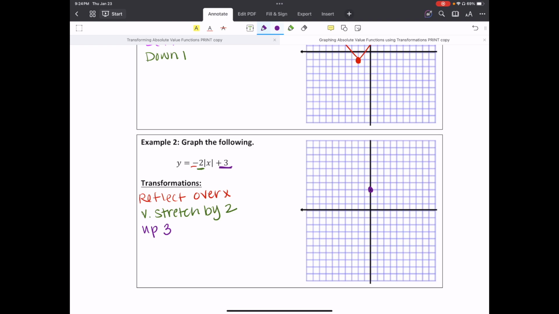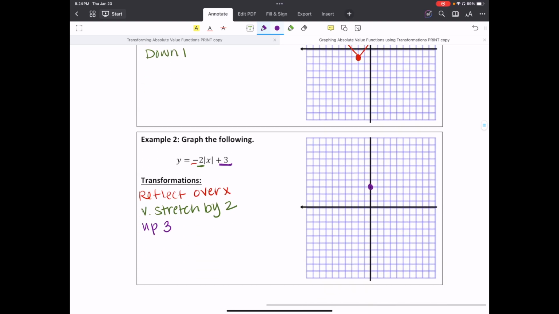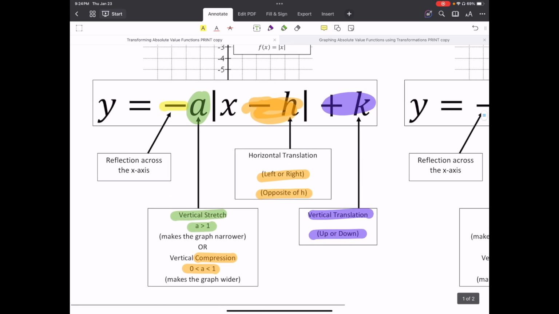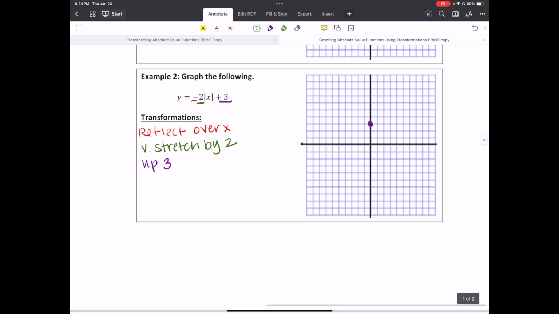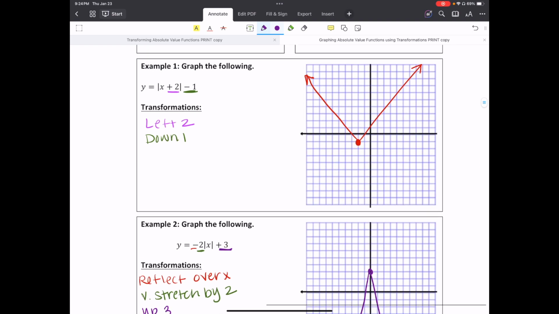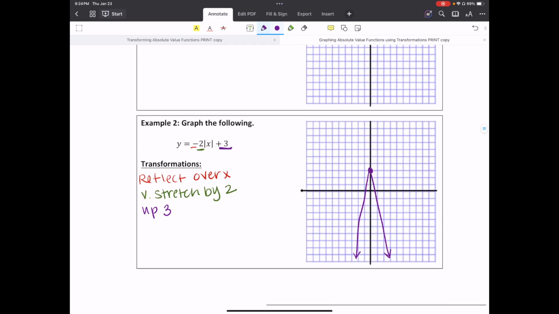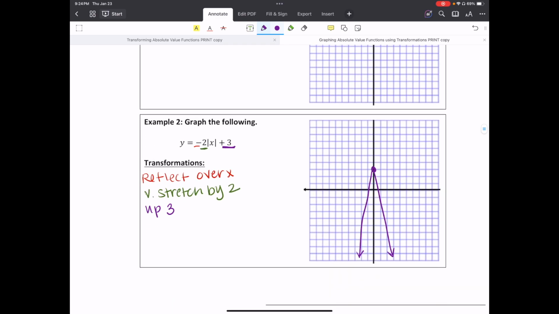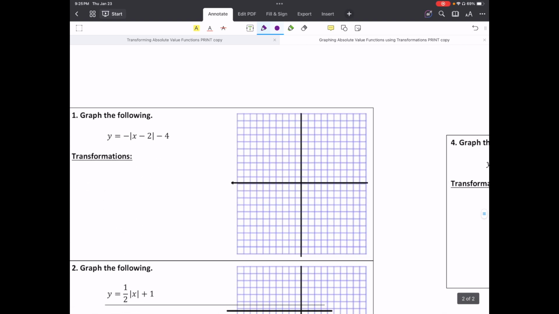The other two things we talk about are reflect over x and stretching. So reflecting just flips our graph upside down. When you stretch, if we look back at our transformations, when you vertically stretch, it makes your graph narrow. So that means we just make it skinny. So we're going to make it upside down and skinny. That way, when we make it skinnier, you can see the difference between your regular absolute value and your skinnier absolute value.